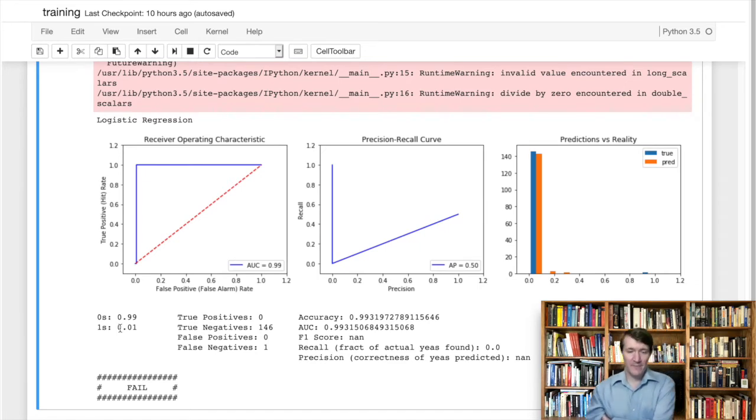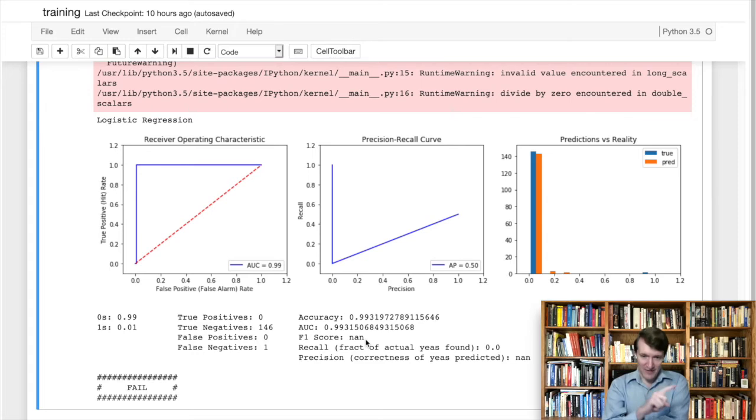Some things that we know before, we know about recall and precision. Precision is the one that there's not enough data to actually calculate. Recall is 0, we're not catching any of the actual yeses in the data, so it's pretty horrible. And our F1 score, which you'll remember is a weighted average of recall and precision, again is not a number because there's no precision, so it can't figure out the F1 score either.